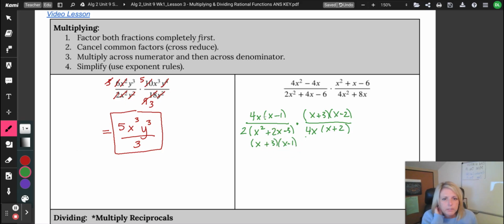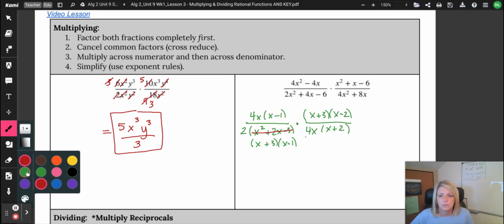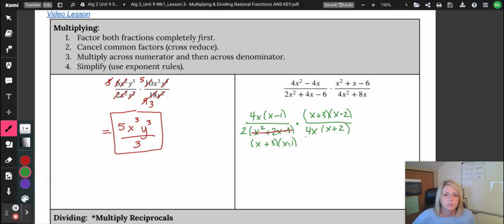Okay, now let's make sure we did all these right. 4x squared minus 4x. And then we have x squared times 2 plus 3 minus 1 is a plus 2x times 2. And then a minus 3 times 2 is a minus 6. X squared plus x minus 6 and 4x squared plus 8x. Okay, so that means that this trinomial is actually going to be replaced by the factors down below.